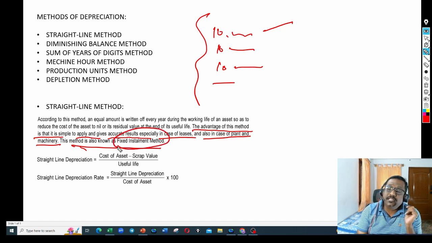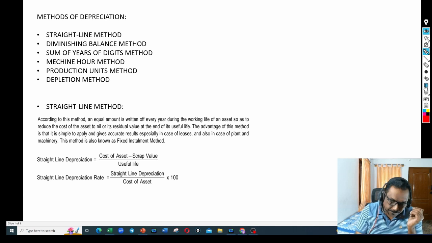Why are we calling this a fixed installment method? Your depreciation is going to be fixed every year. That is the reason why we are calling it fixed installment method. Hope you are clear on this point. Next, how do we calculate depreciation?